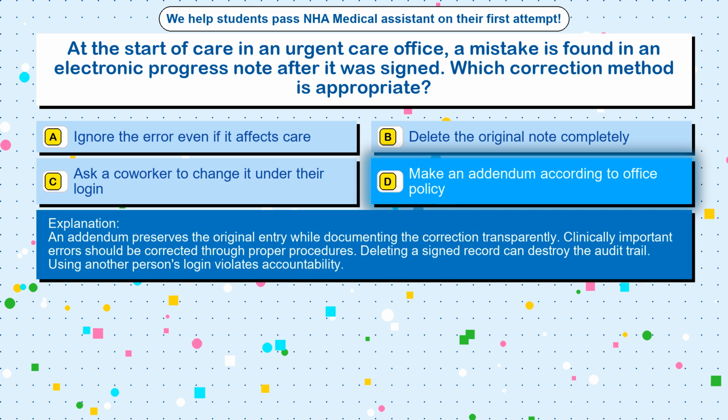An addendum preserves the original entry while documenting the correction transparently. Clinically important errors should be corrected through proper procedures. Deleting a signed record can destroy the audit trail. Using another person's login violates accountability.